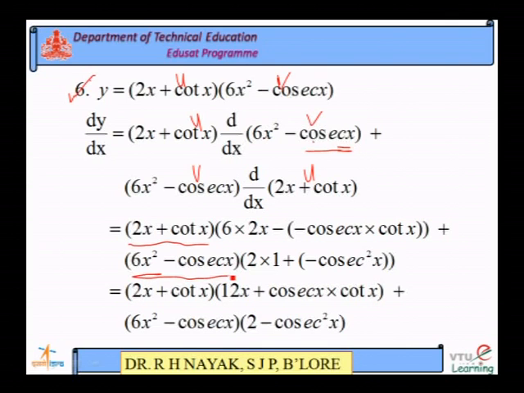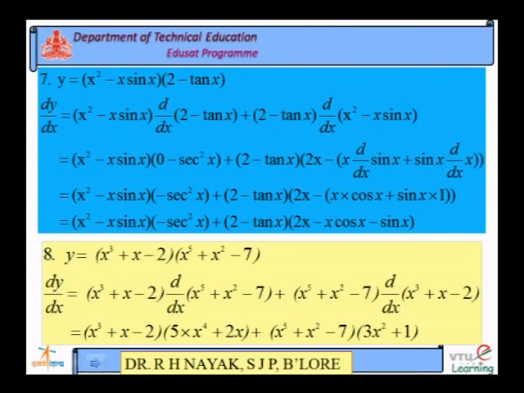Differentiation of 2x is 2 into 1, plus the differentiation of cot x, which is minus cosecant square x. Then finally we can write 6 into 2, 12x, minus into minus plus cosecant x into cot x, plus 6x square minus cosecant x into 2 into 1 is 2, plus into minus, minus cosecant square x. Here also you can go for multiplication or you can stop at that stage.